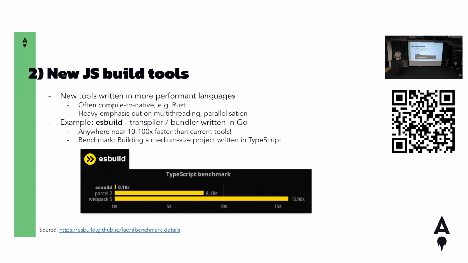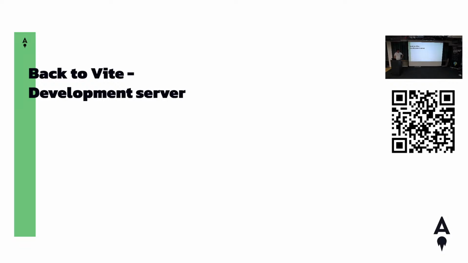So yeah, there are some differences, right? ESBuild takes like 0.1 second, and Webpack 5 takes like 16 seconds. So it's actually faster than 100 times. But yeah, it just goes to show that these tools are really, really useful. Okay, so let's go back to Vite.